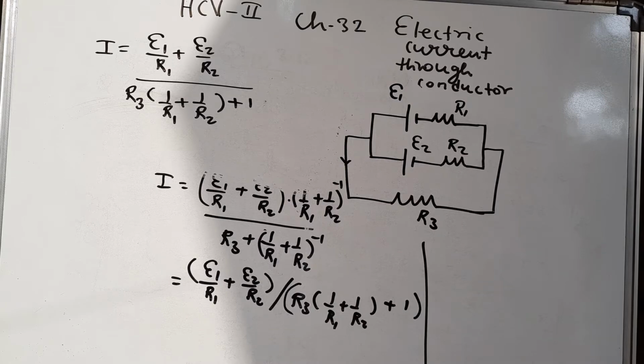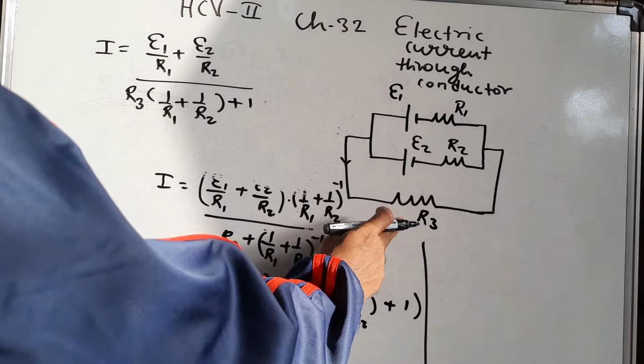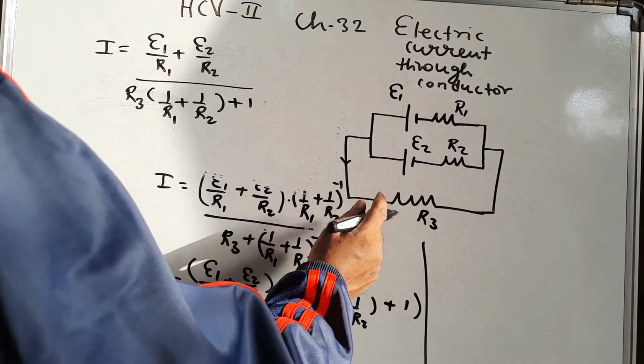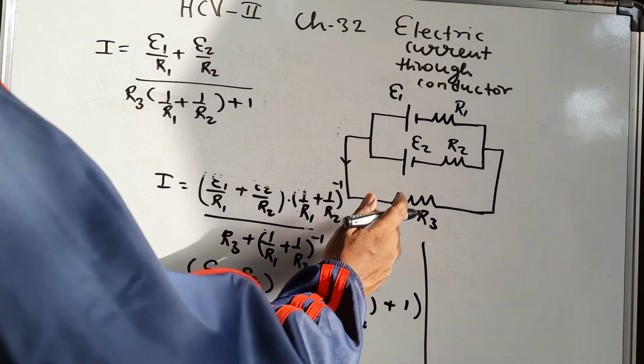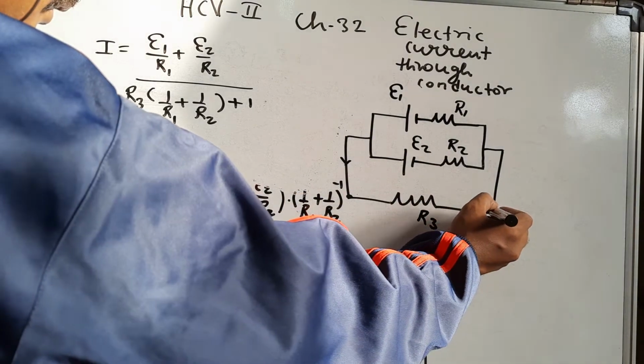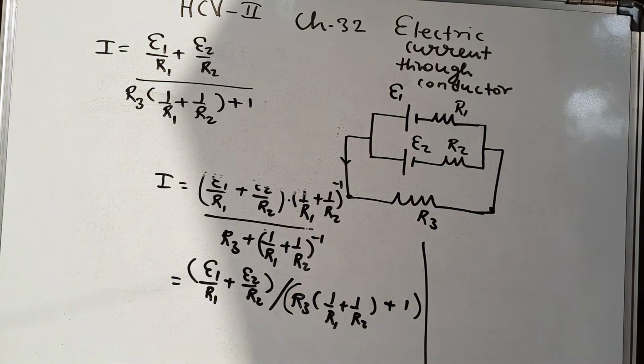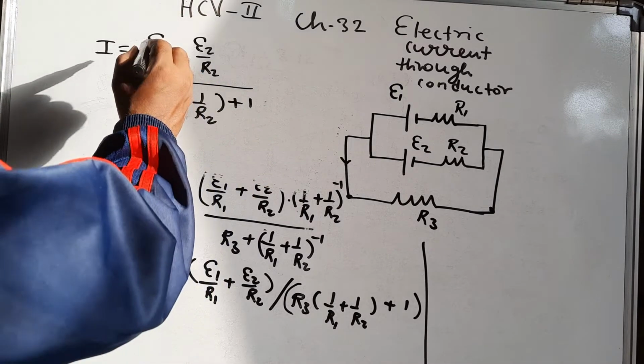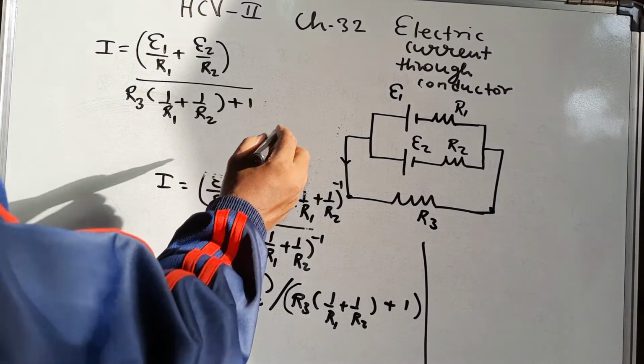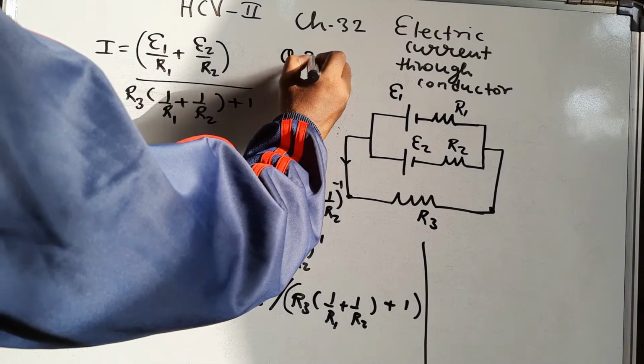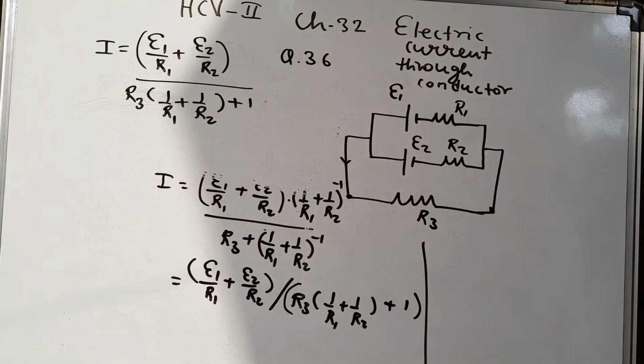Now to this I multiply R3. The I is the current flowing through this R3. If I multiply I with R3, I will get the potential difference across R3, which is also asked in this question. So you can multiply now R3. This is question number 36 we are discussing here, HCV.